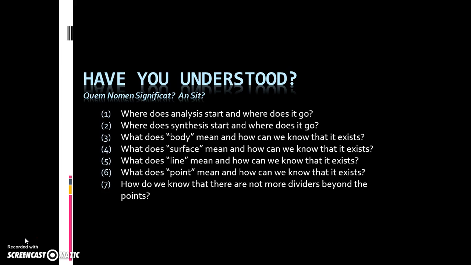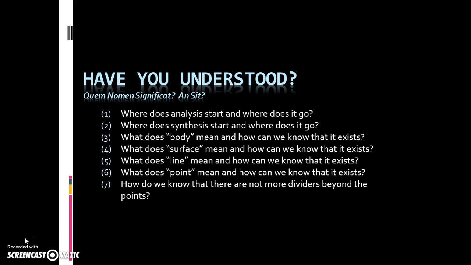So, to review, have you understood? Where does analysis start and where does it go? Where does synthesis start and where does it go? What does body mean and how can we know that it exists? What does surface mean and how can we know that surface exists? What does line mean and how do we know that lines exist? What does point mean and how do we know that points exist? How do we know that there are not more dividers beyond the point?